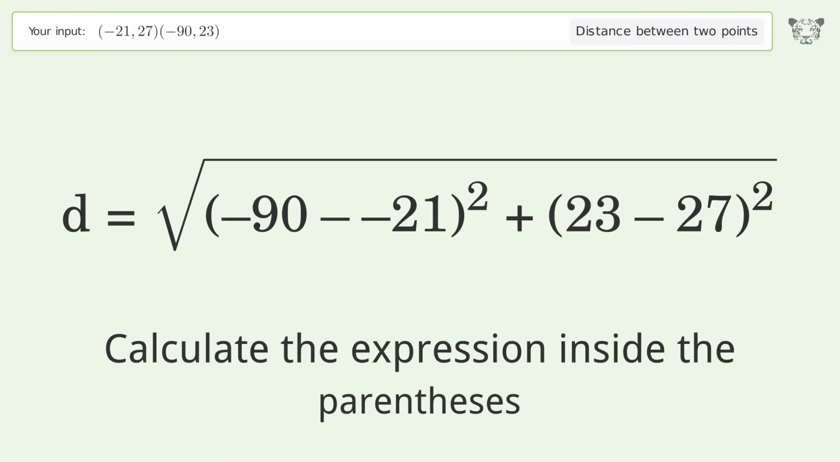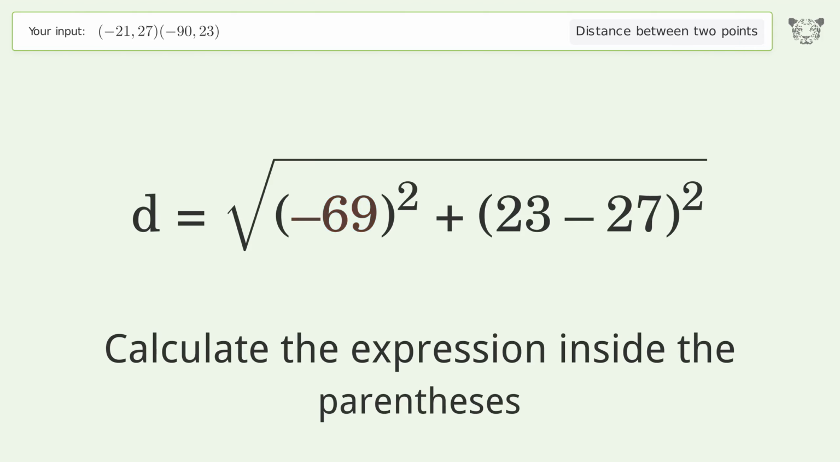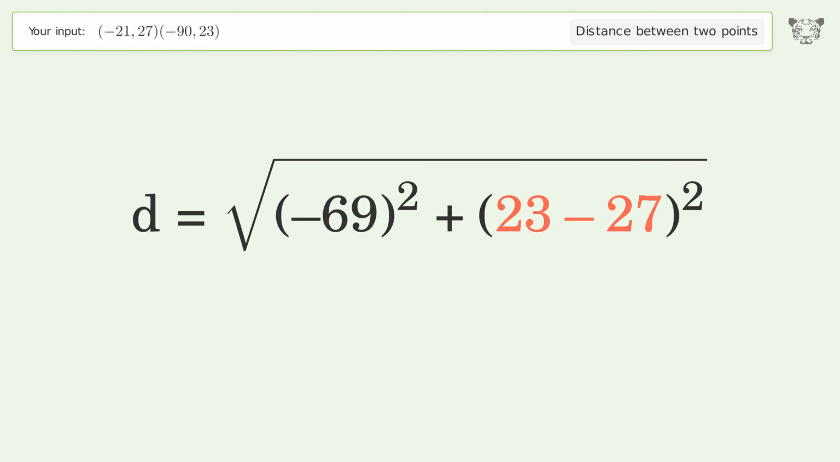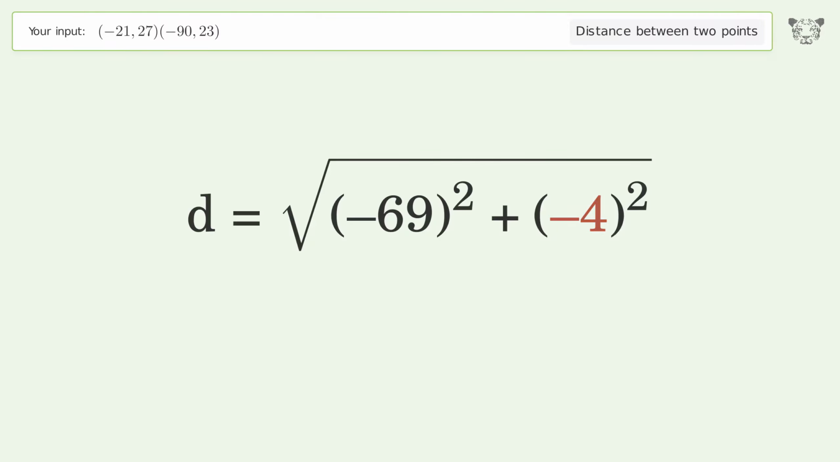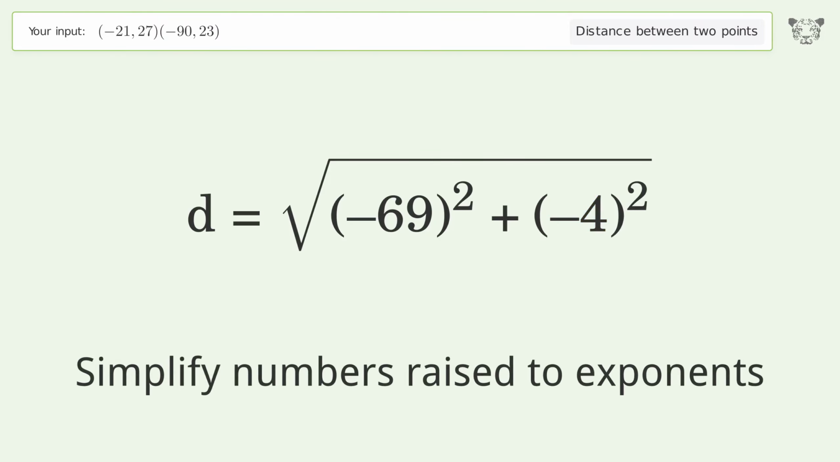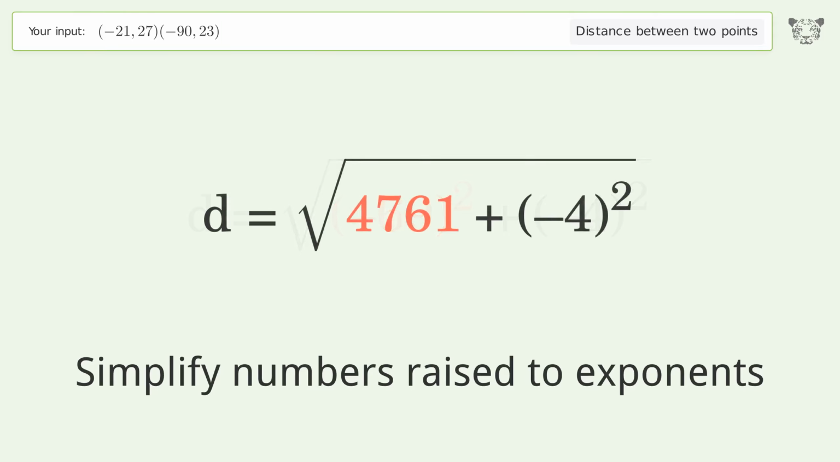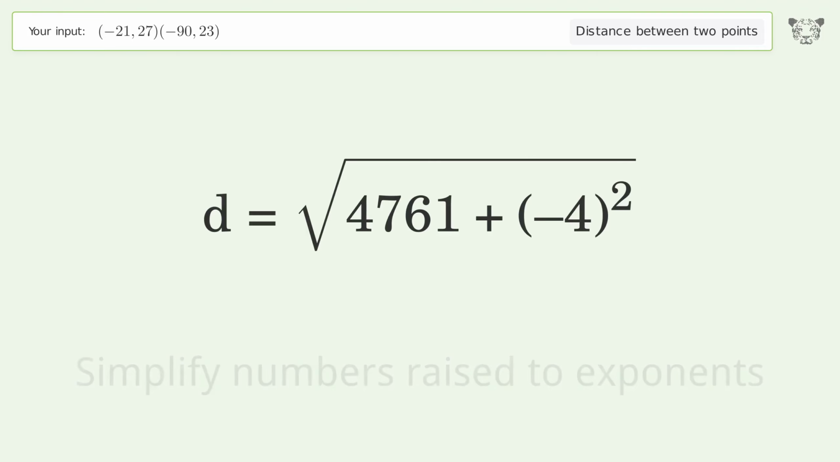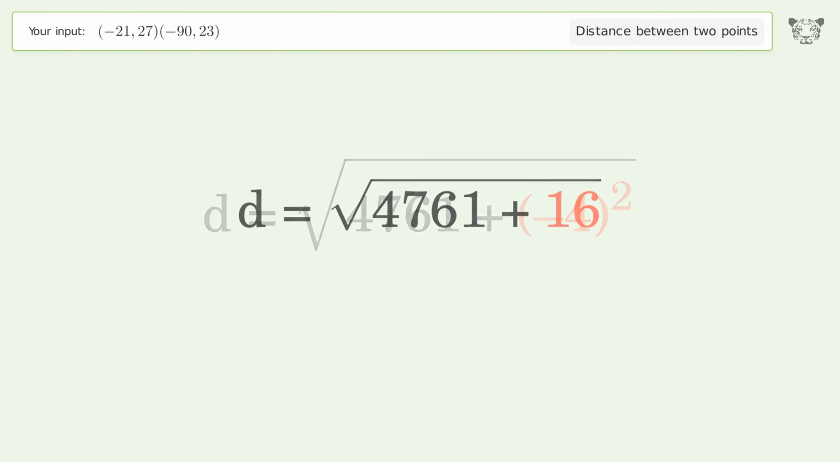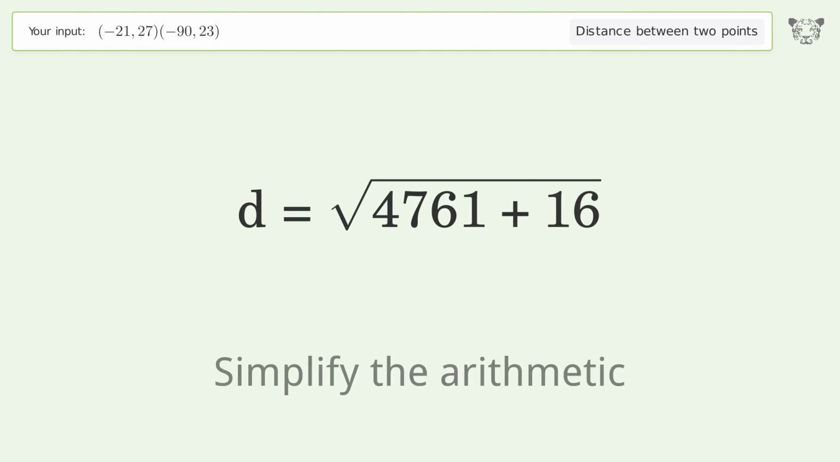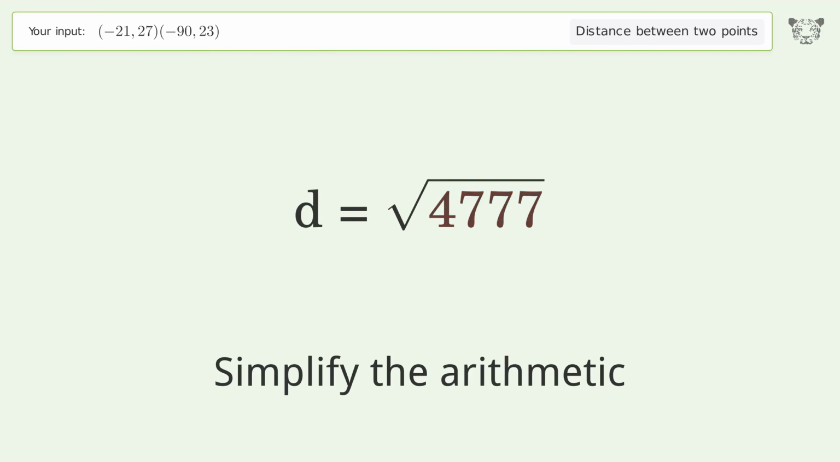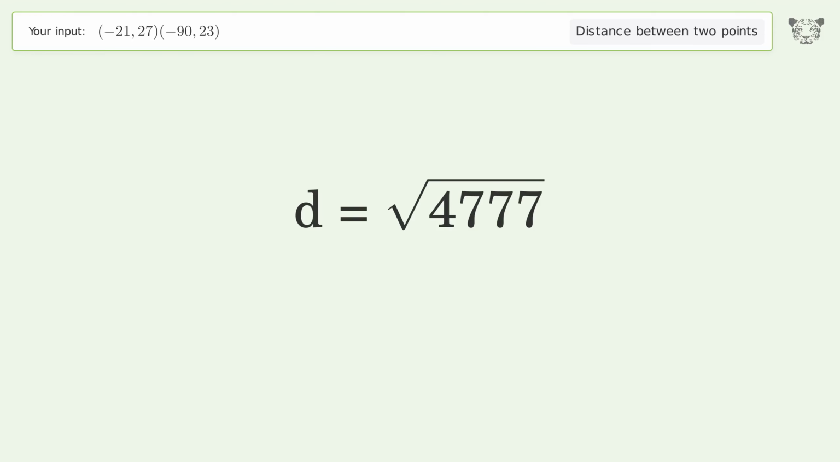Calculate the expression inside the parentheses. Simplify numbers raised to exponents. Simplify the arithmetic. And so the distance between the 2 points is the square root of 4,777, or 69.116.